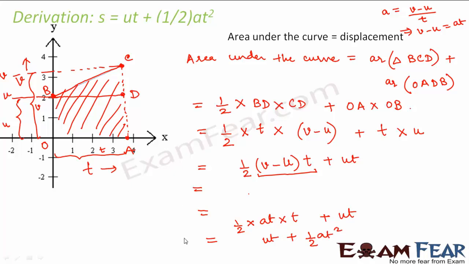And what is this area under the curve? This is displacement. So S becomes equal to ut plus half at square, right?